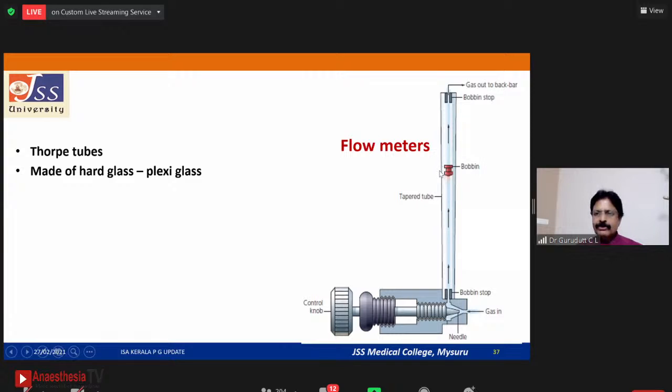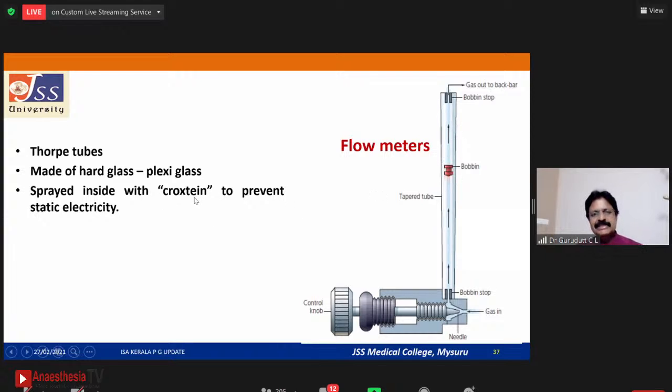When the bobbin rotates, because of the movement it is going to create electricity there. If that static electricity occurs, the bobbin will start sticking to the inner wall of the flow meter. So that is the reason a special chemical is sprayed into the flow meter, called Croxtine. This Croxtine will prevent the static electricity produced by the bobbin, so there won't be any sticking of the bobbin. This is one thing you should know for exam purposes. Sometimes you may be asked about it.